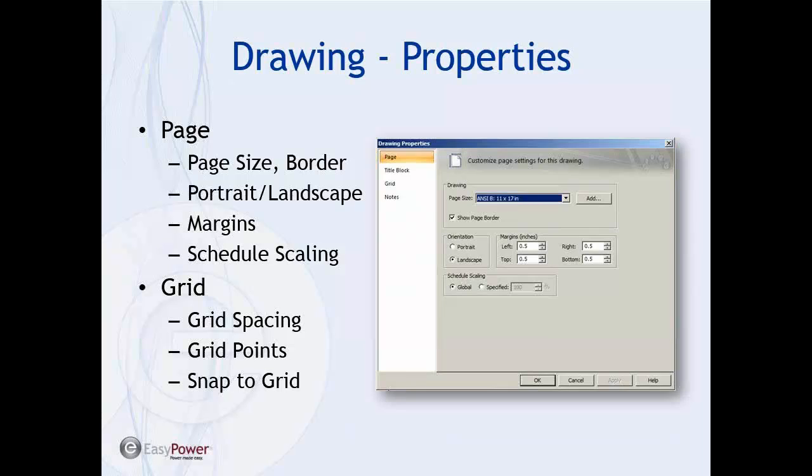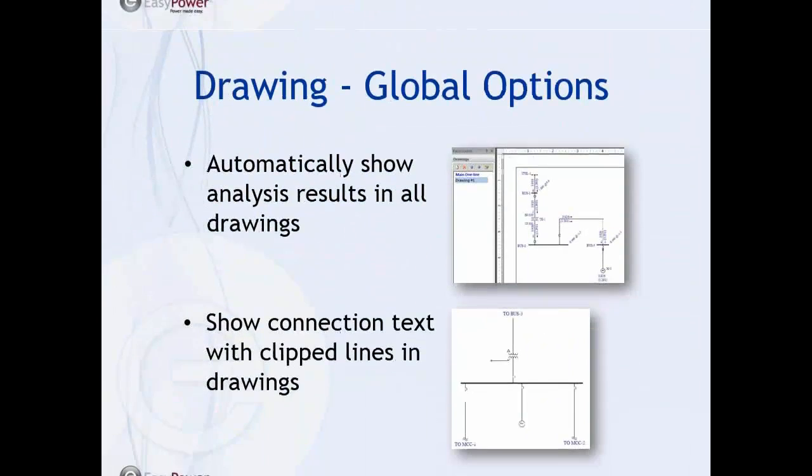You can change the orientation of your drawings, you can add margins, you can specify the scaling of the schedules that you're including in your drawings to help specify what you are really looking at in your one-line. You can go in, adjust the title blocks, change the grid spacing, and add notes to each drawing to make sure that you have reference points to what you are looking at.